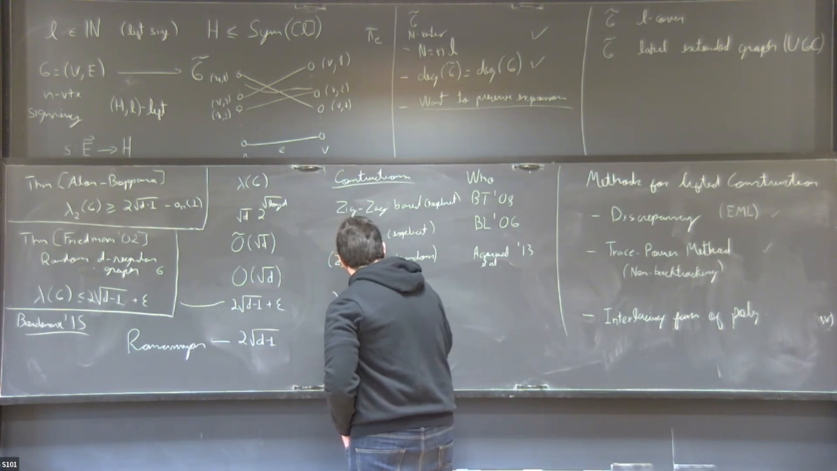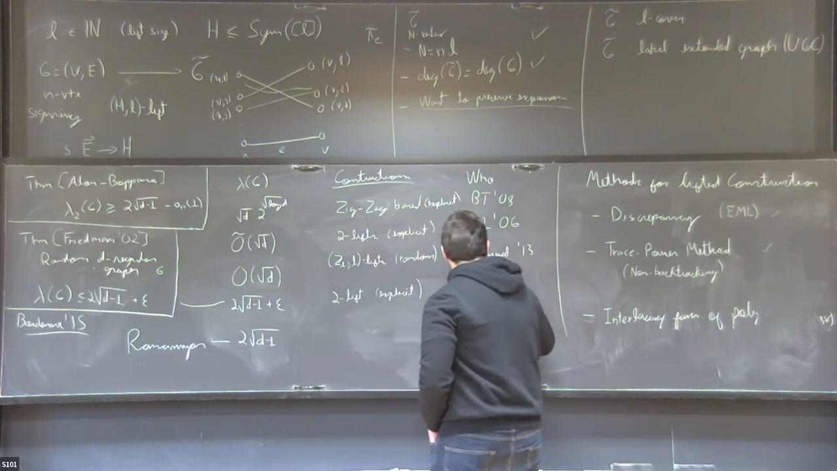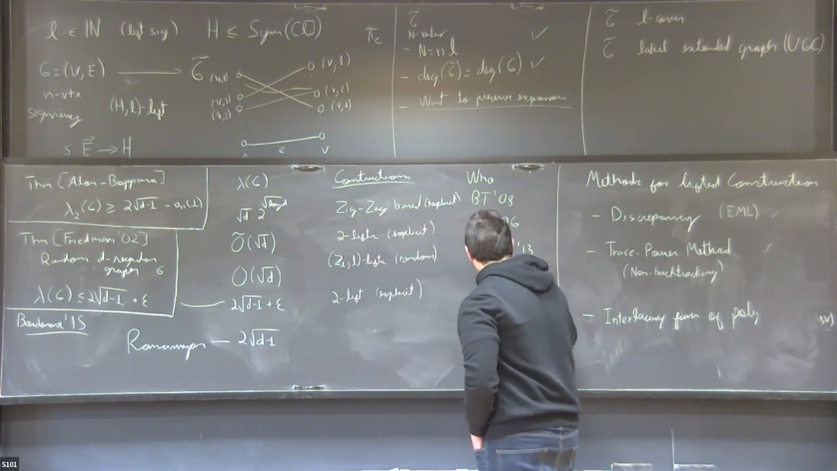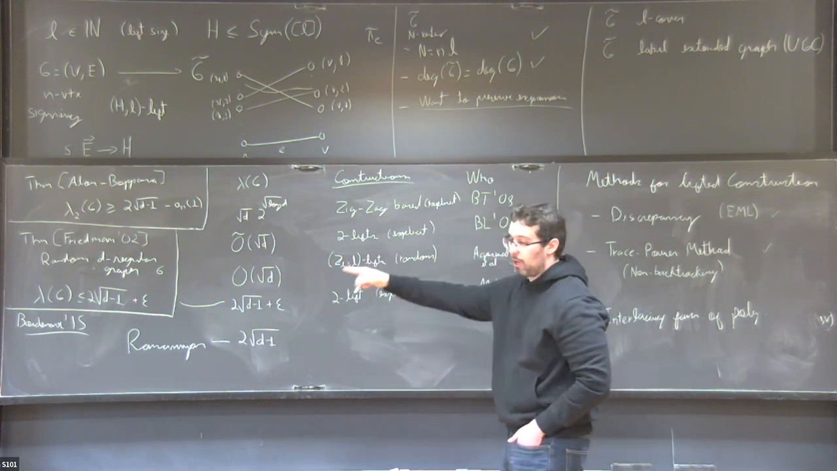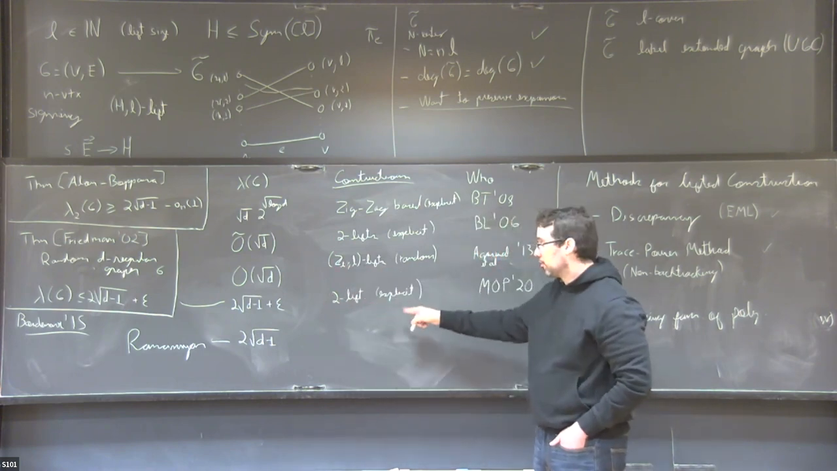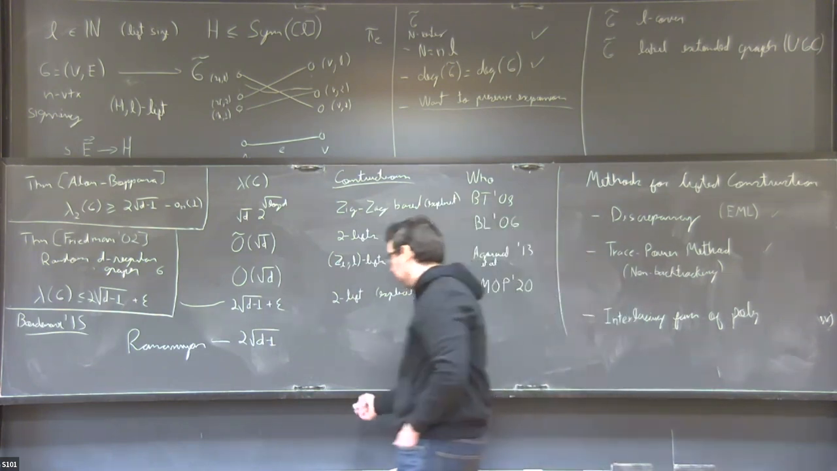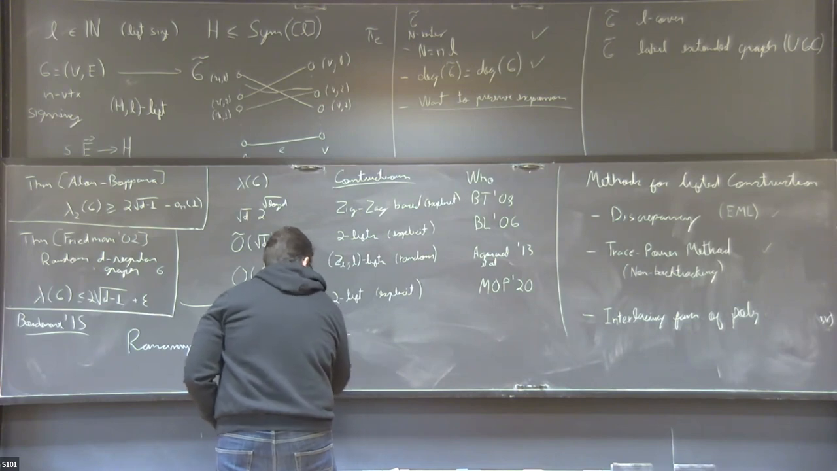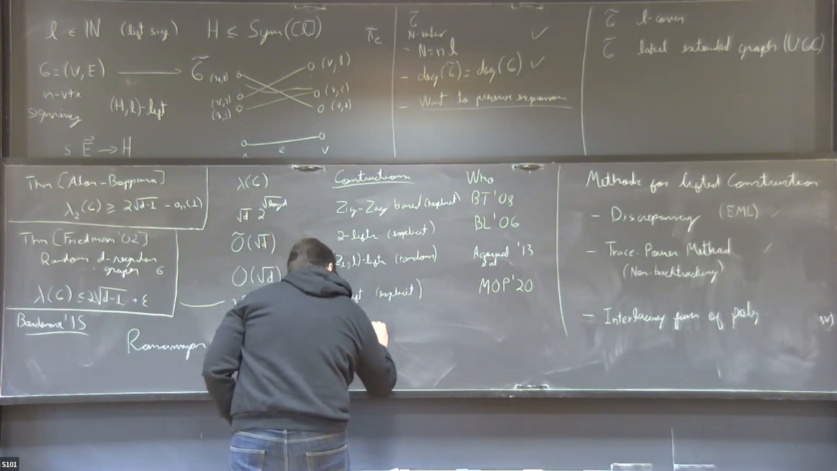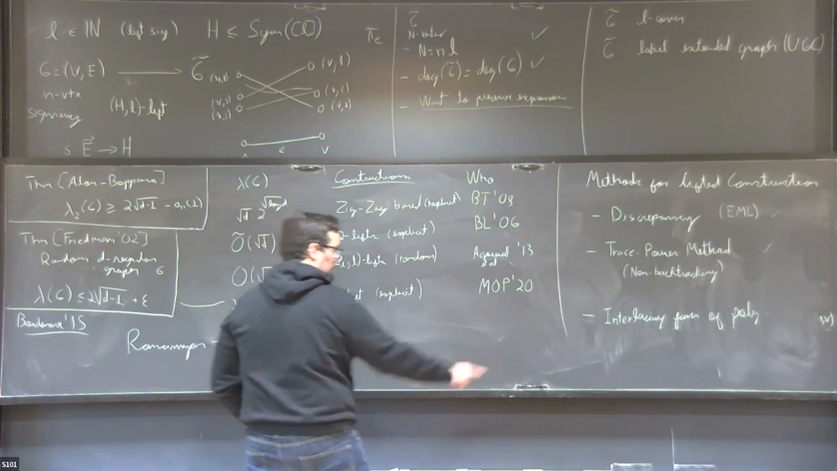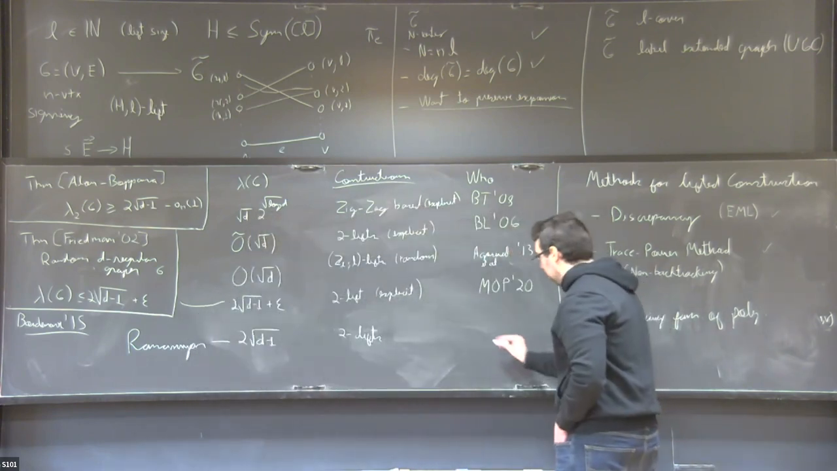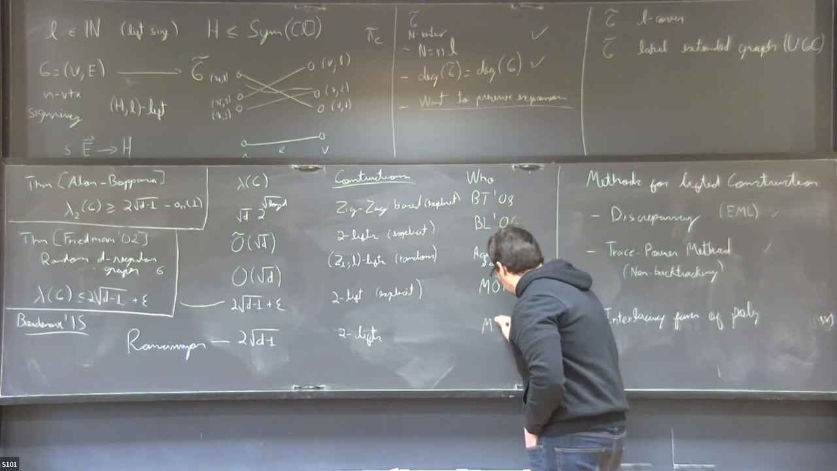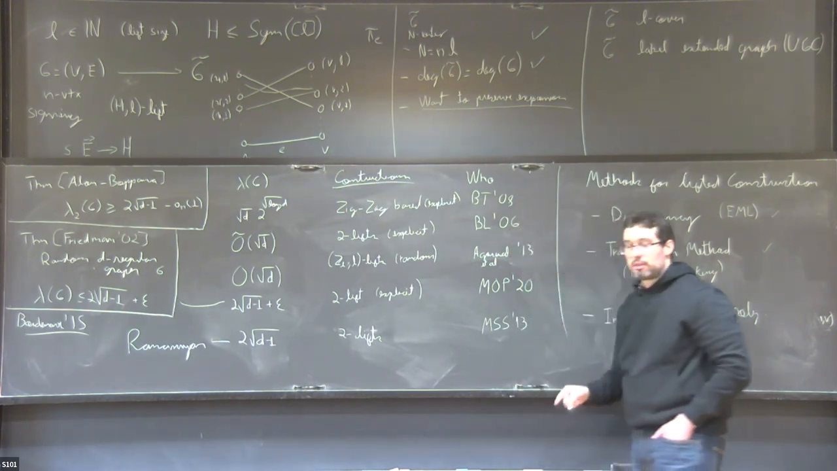Now, this is by Mohanty, O'Donnell, and Paredes in 2020. So they sort of derandomized the Friedman theory and got this for every degree. And here it's a beautiful technique, one of them. You can also think that you have 2-lifts for this. And this is going to be just an existential proof using the interlacing method. And that gets the Ramanujan. And that's the MSS, Marcus, Spielman, Srivastava, around 2013.